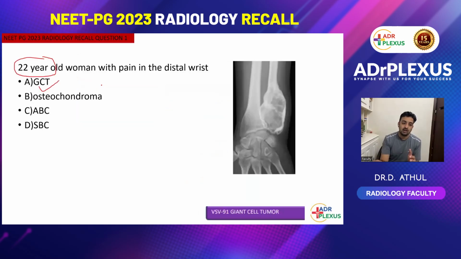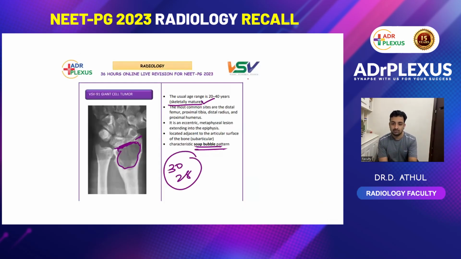So in our question, the patient was around 22 years of age and there was subarticular involvement. If you are seeing both, then we should give the answer of GCT. So this was a repeat question that we have already discussed in our VSP, that is, visual strategical session.